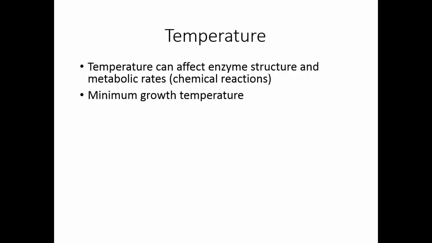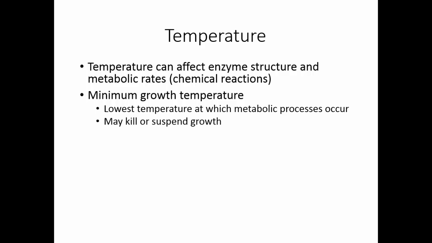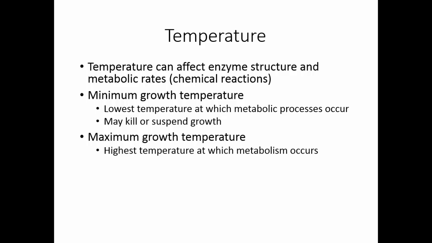The minimum growth temperature is the lowest temperature at which metabolic processes will occur in the cell. If we go below this, we may kill the cell, but more often we simply suspend growth. The maximum growth temperature is the highest temperature at which metabolism occurs. If we go higher than the maximum temperature, this usually denatures proteins, and this will kill the organism most of the time.